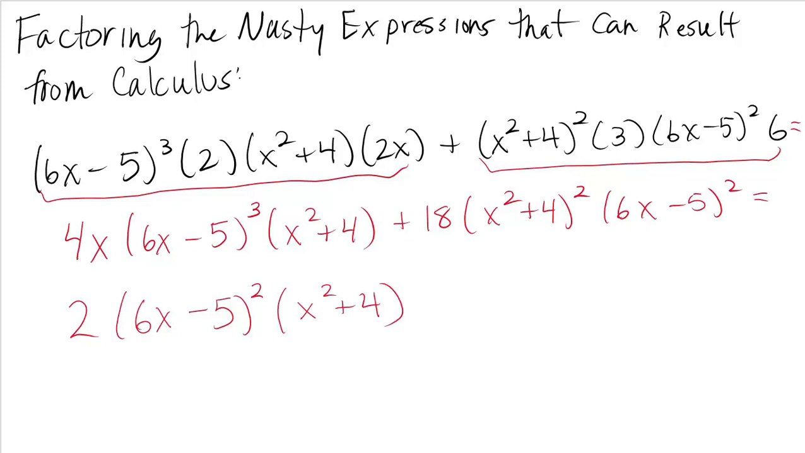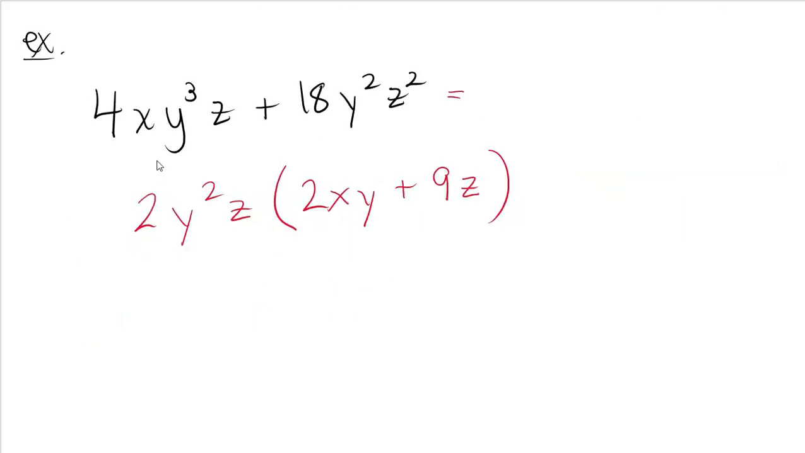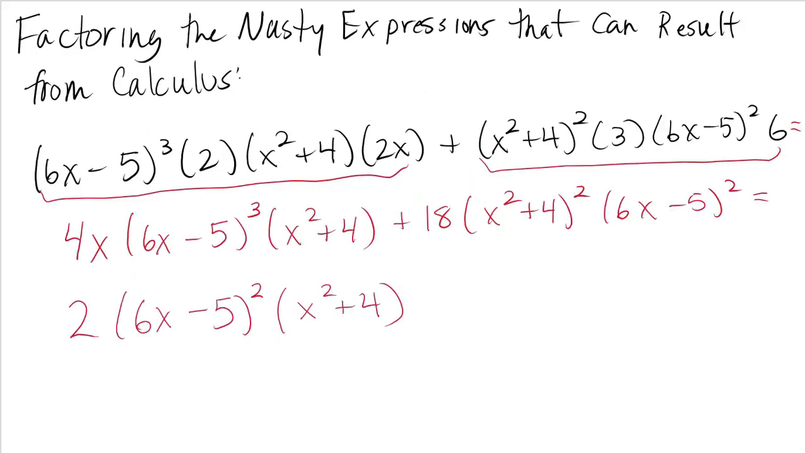If this feels vaguely familiar, it's because it's exactly like the problem that we did here. We pulled out 2 copies of y, because the second term only had 2 to give, and we pulled out 1 copy of z, because there was only 1 copy to give. I did the exact same thing here. After pulling out the 2, we pulled out 2 copies of 6x minus 5, because the second term only had 2 to give, and we pulled out 1 copy of x squared plus 4, because the first term only had 1 to give.